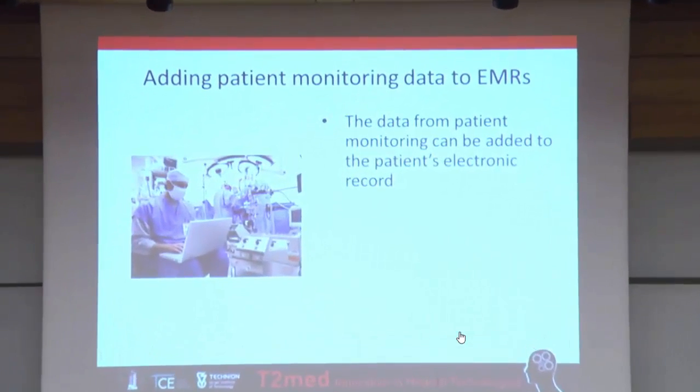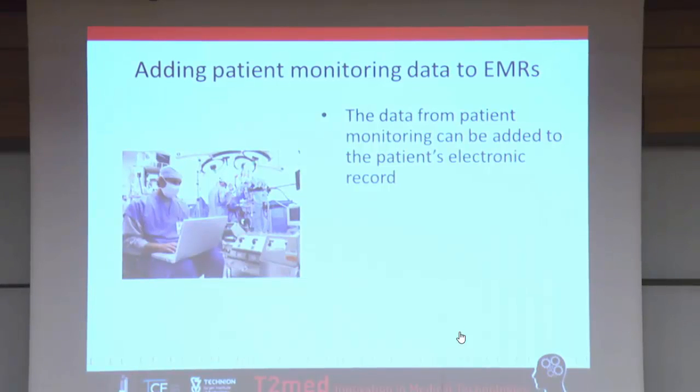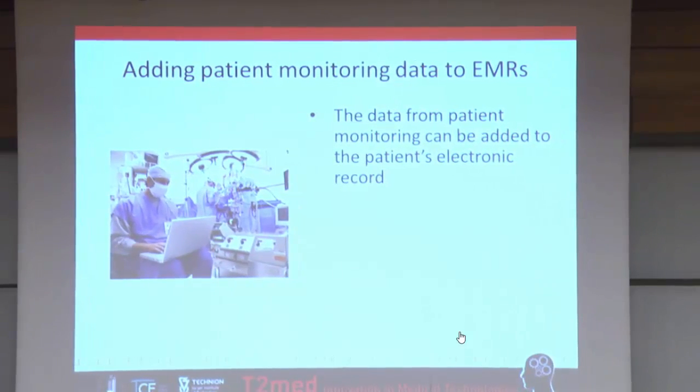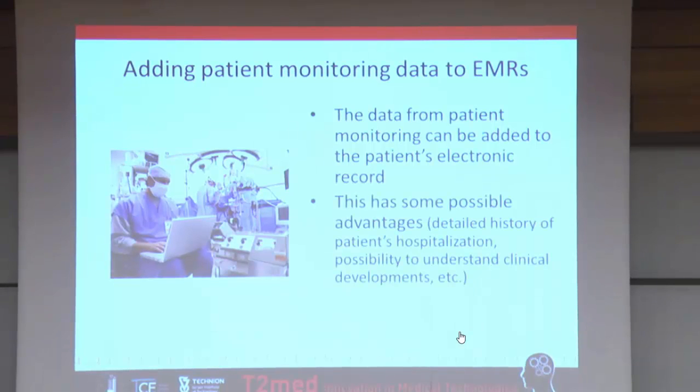This would allow us to look at what exactly happened to this patient while he or she was in the ICU. Obviously, this has clear advantages. I have the detailed history of the patient's hospitalization. I know exactly when certain things happened, and perhaps I can even understand certain clinical developments better. The patient had a seizure at a certain moment, and I can look at the record and see what preceded this seizure. So this is certainly very promising in principle. But could there also be some negative effects of having these data stored?